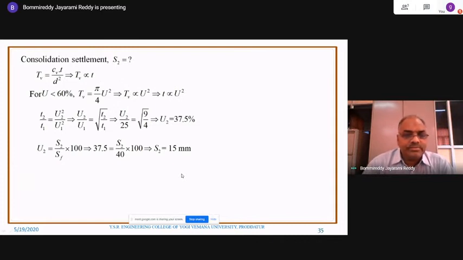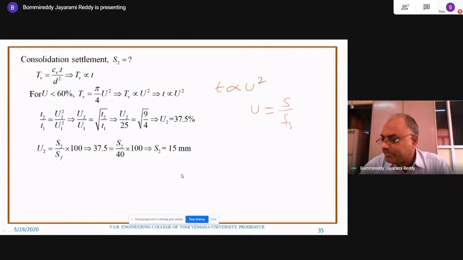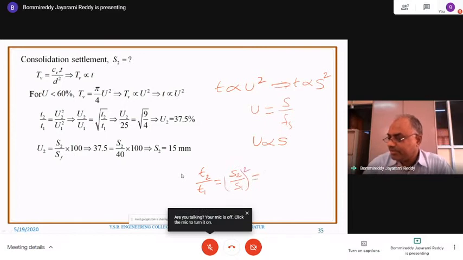And U square. So basing on this or otherwise, T is proportional to U will be equal to S by SF. So that means U is proportional to S. So we can write here T is proportional to S. So you can write T2 by T1 will be equal to U is proportional to S. So T is proportional to U square. So T is proportional to S square. So what you have to write? S2 by S1 whole square.